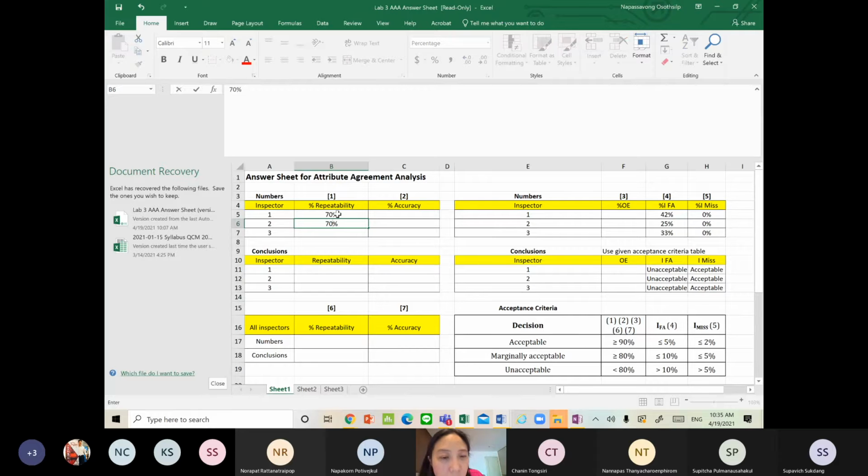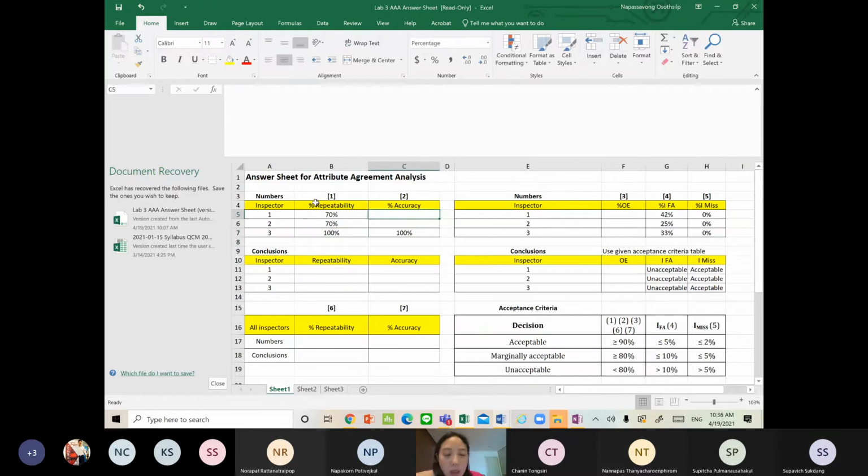How about for inspector 3? 80%. Is that right? Can anybody tell? 100% here, instead of 80. Oh okay, 100 here, right. Okay, thank you.